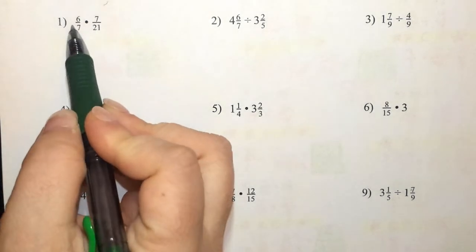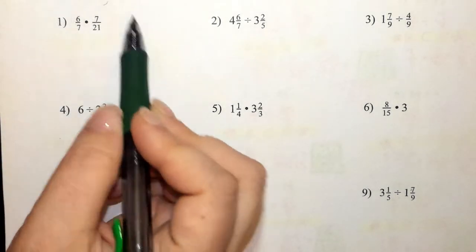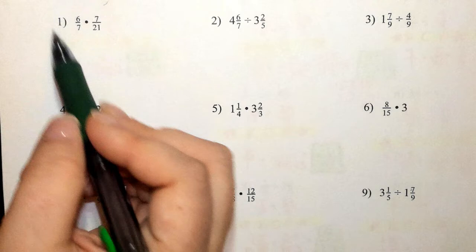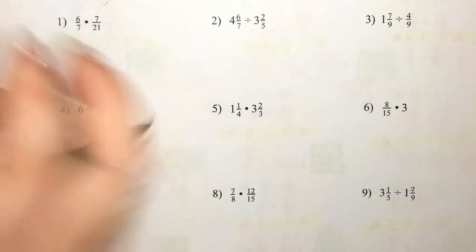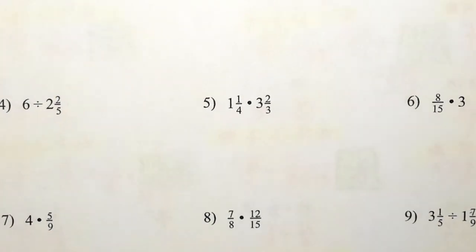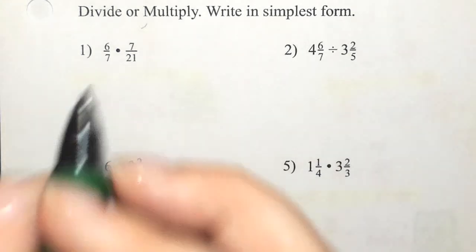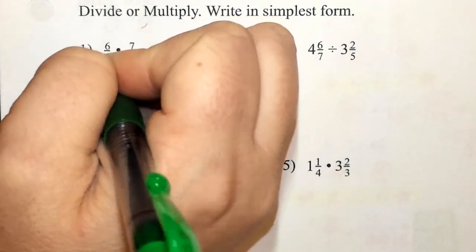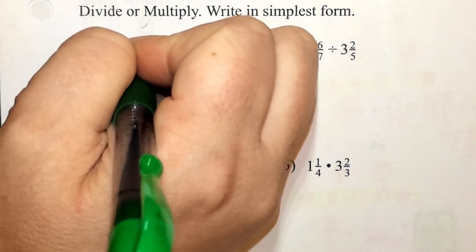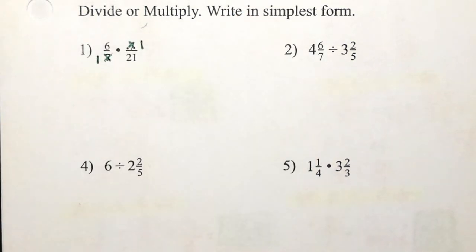No. So is there a whole number here? Is there a mixed number here? No. So we're going to leave these just the way they are. In fact, we're just going to go straight in and simplify. All right? So on number 1, what numbers can simplify? Morgan: 7 and 7. And guys, if your numbers match, just mark them out and make a 1.